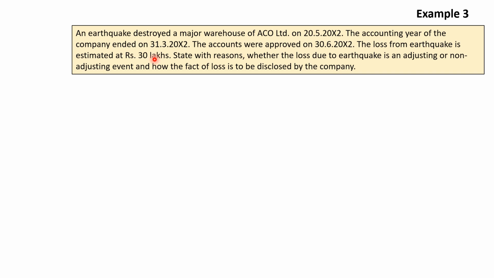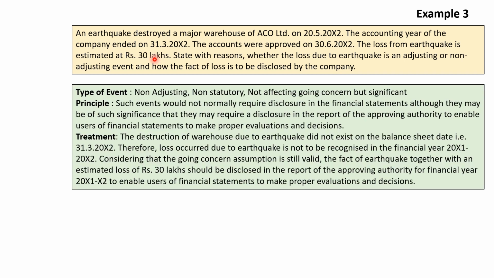Thereafter on 30th June, your board of directors are approving your accounts. The question is, should the board of directors instruct the accountant to make the entry of loss, P&L account debit side, loss by earthquake, and less from balance sheet asset side? Should they pass that entry? That is the question. Okay, think about it. Pause the video, think about it, create your answer, and then come back to my answer.